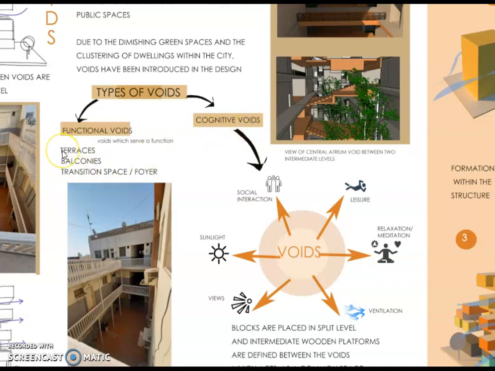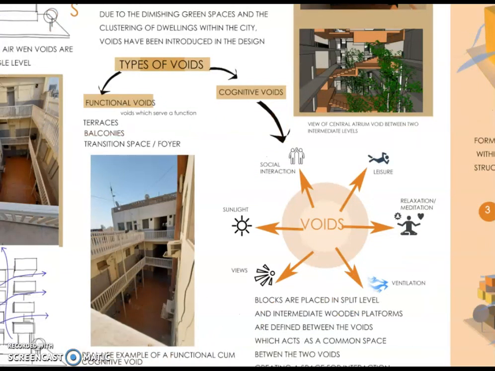Functional voids are voids which can serve certain functions. Examples are terraces, balconies, and transition spaces or foyers which are seen in every house. And cognitive voids are voids which deal with the perceptual and visual effect, such as social interaction, sunlight, views, leisure, stress relief, and ventilation. This concept was inspired by the building where I spent my childhood.